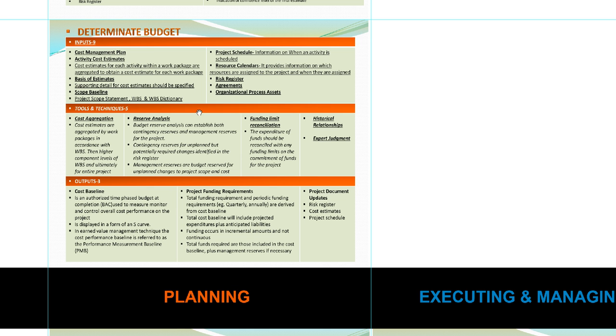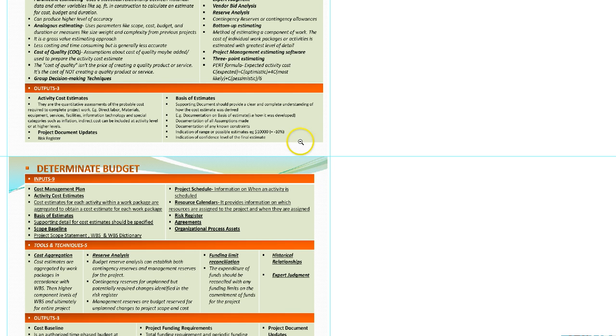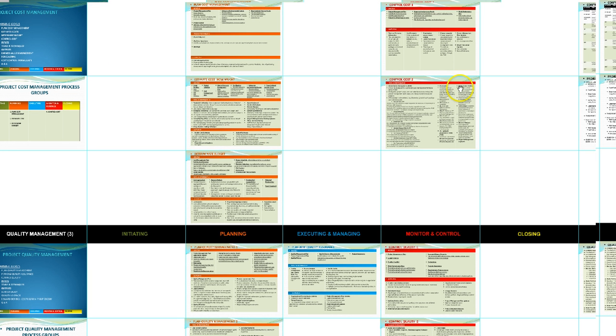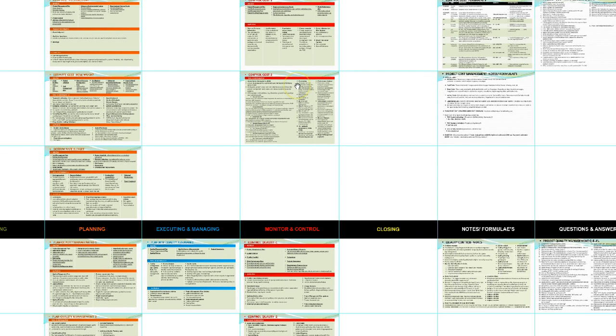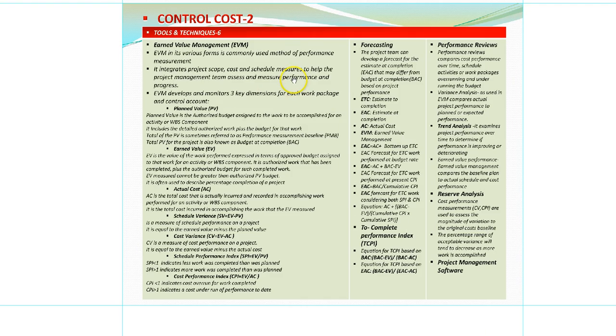Now it has 9 inputs, 5 tools and techniques, and 3 outputs. So what you get out of this is your budget for the whole project. Okay. Now there was one more left in project cost management, and that is, you guessed it right, it's control cost.